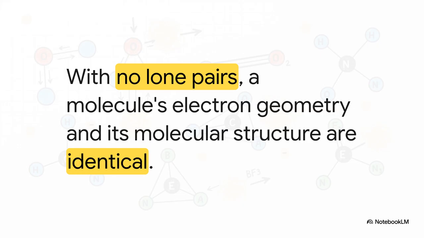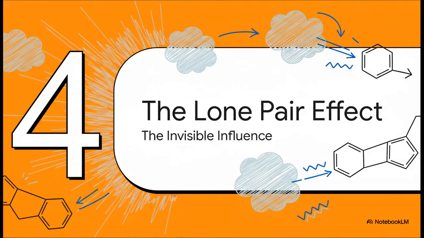And guess what? Its molecular structure is also tetrahedral. The scaffolding and the final building look exactly the same. But things get way more interesting when lone pairs show up to the party. They're kind of like invisible bullies. You can't see them in the final shape, but man, they have a powerful influence on what that final shape is going to be. We call this the lone pair effect.